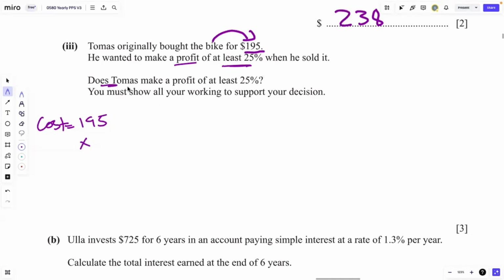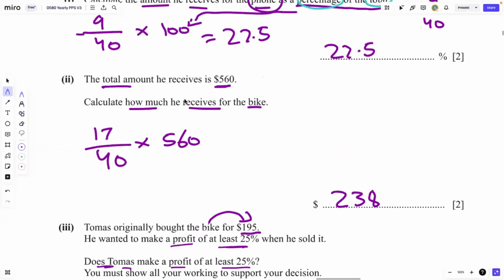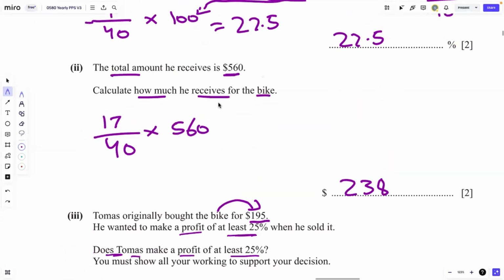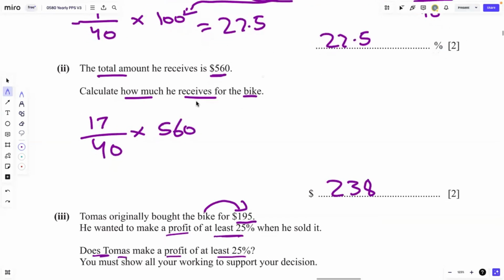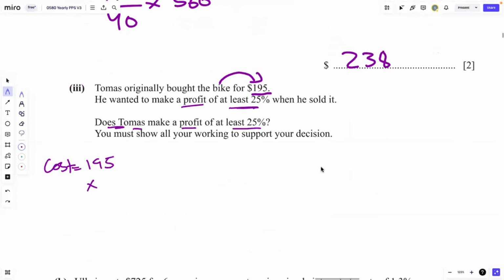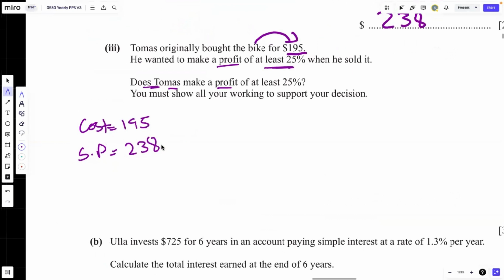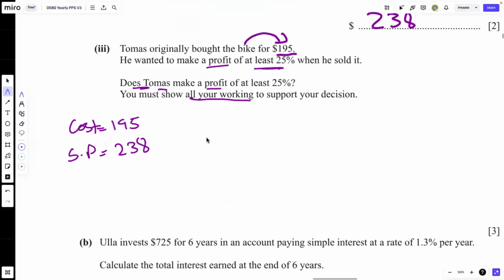Does Thomas make a profit of at least 25%? We have to check if he has made that profit or not, depending on what price he sold it at. That is what was asked in part 2: calculate the amount he receives for the bike. He has received 238, so he sold it for 238. Now we need to check if he has made the 25% profit or not. We're supposed to show all the working, so do not skip any working here.